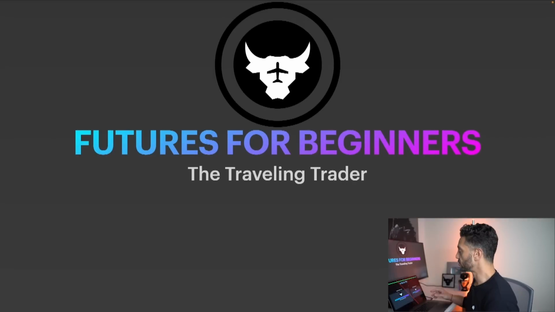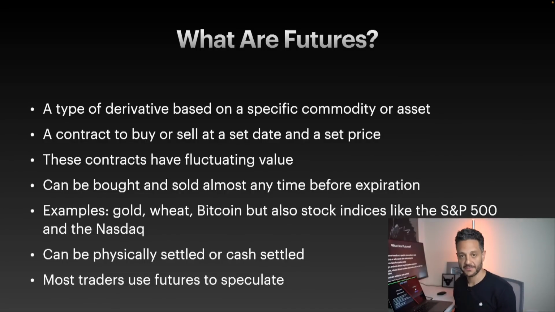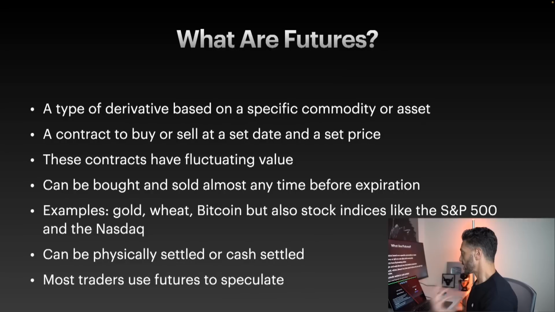So what are futures? Futures are a type of derivative with an underlying based on a specific commodity or asset, which is the underlying, right? It's a contract to buy or sell at a set date and a set price. These contracts have fluctuating value, meaning they go up and down over time depending on the price of the underlying. They can be bought and sold at almost any time before expiration. So a futures holder can actually sell their position anytime as long as there is a buyer for that position in the market.